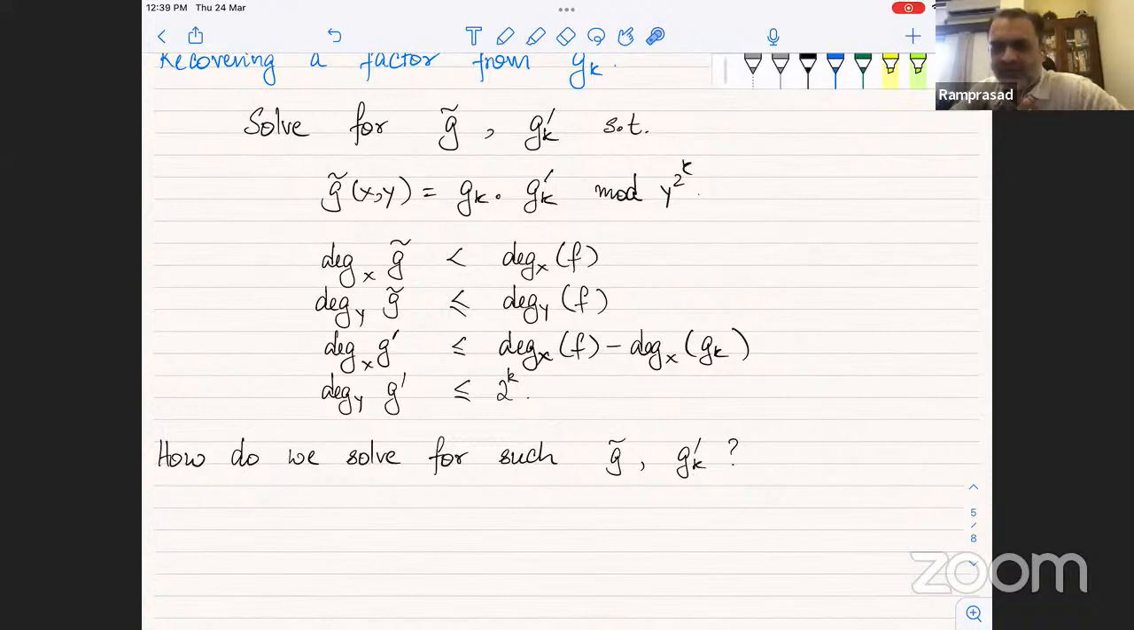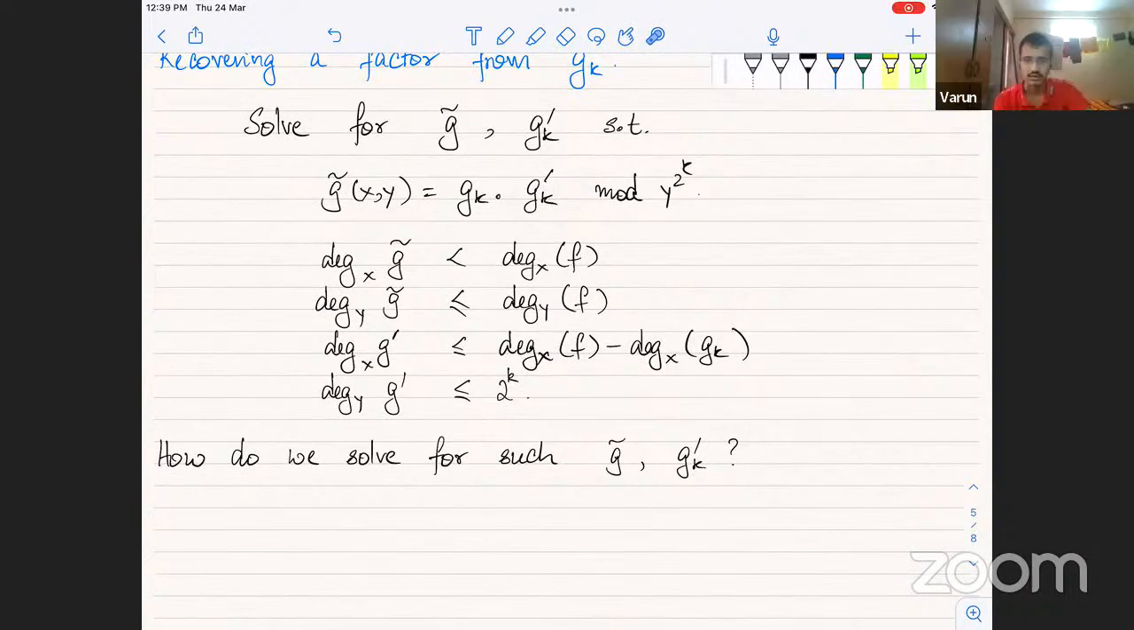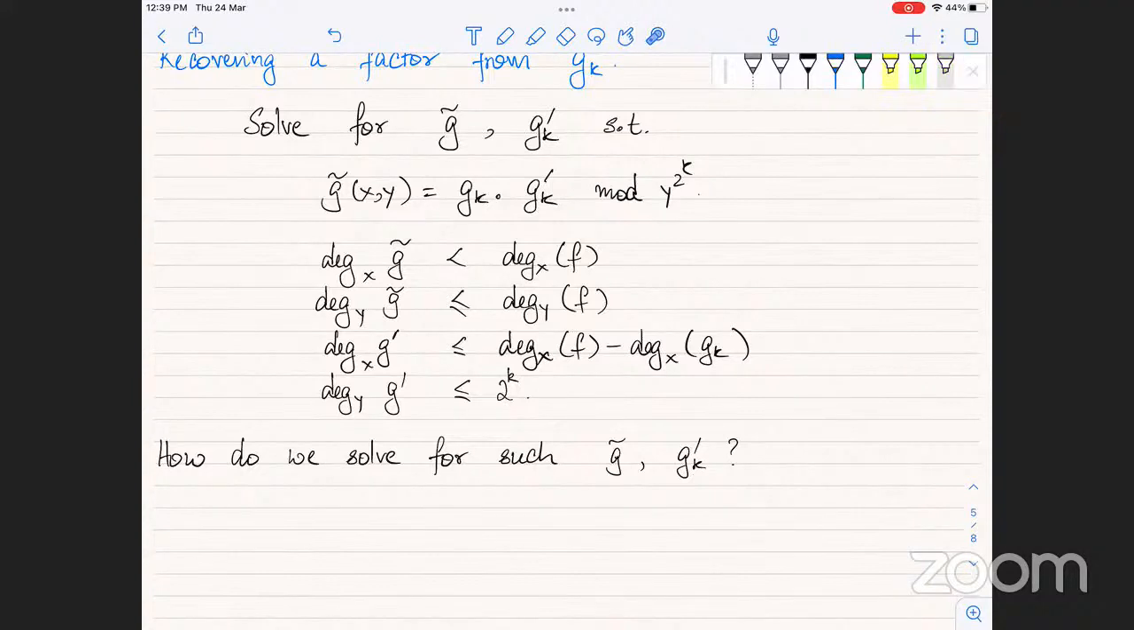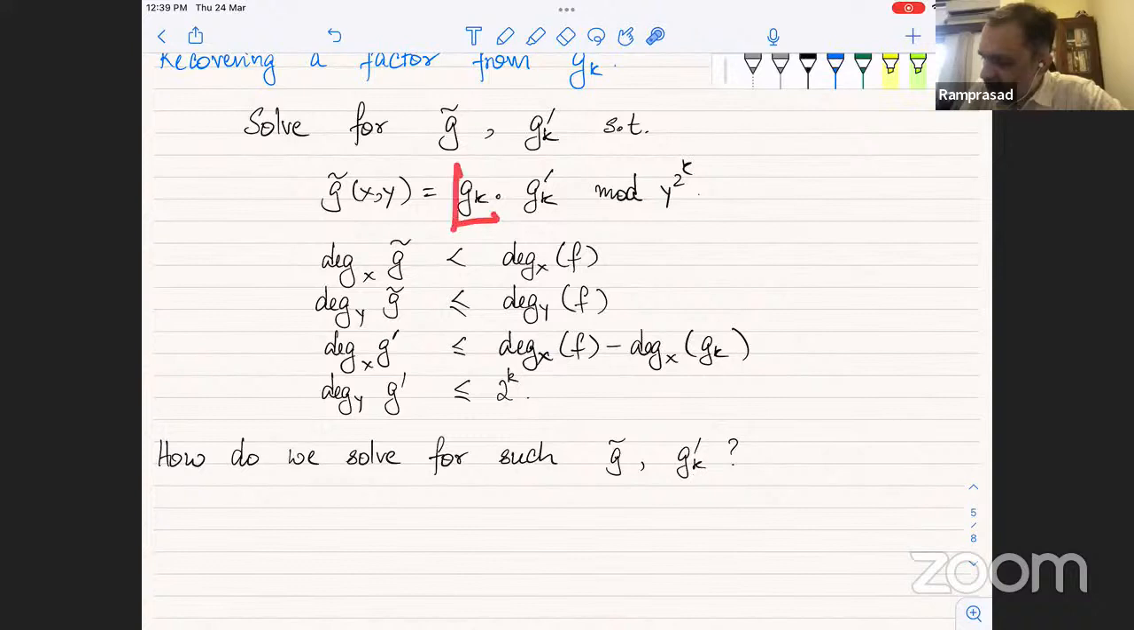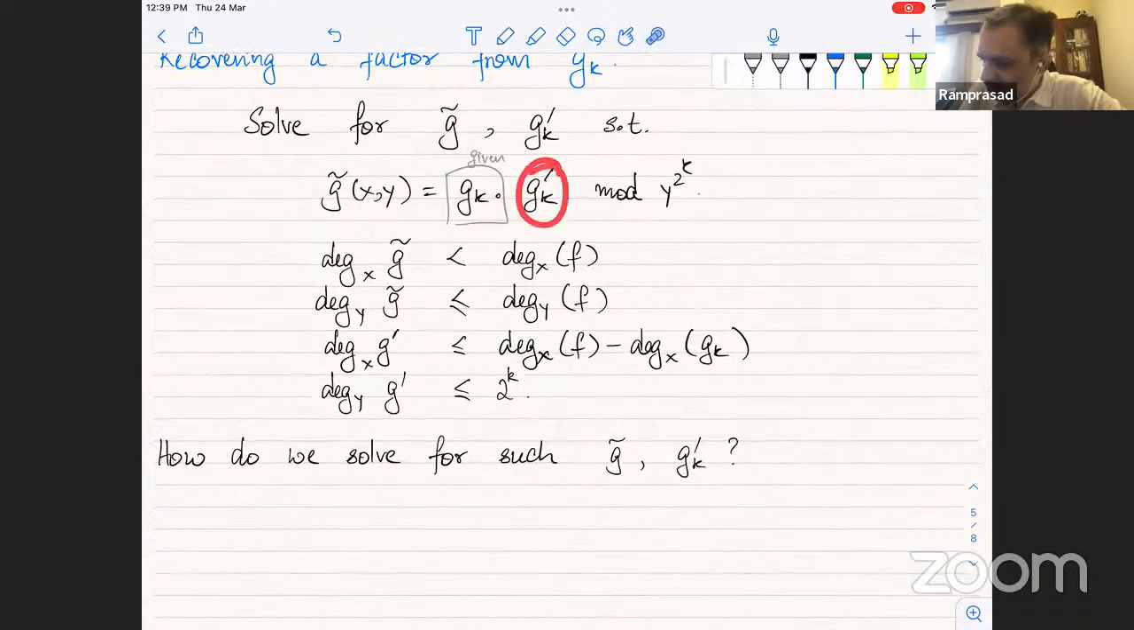Whenever you are in a situation of this sort, just write down the problem explicitly and it will just jump out at you. So I guess Saurav wanted to say something. We need to lift it something. Sorry? We need to lift it something. No, at this point you already have. This is something that we know. So this is given. What we are trying to find out is these two.